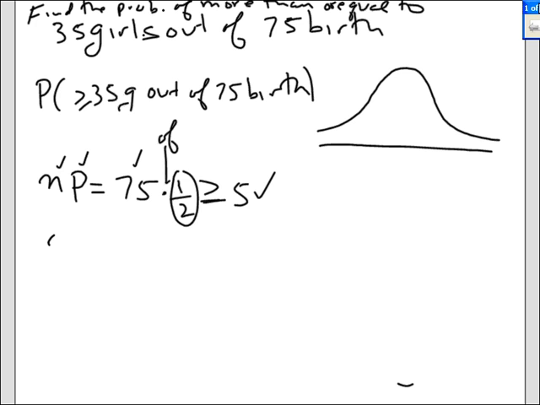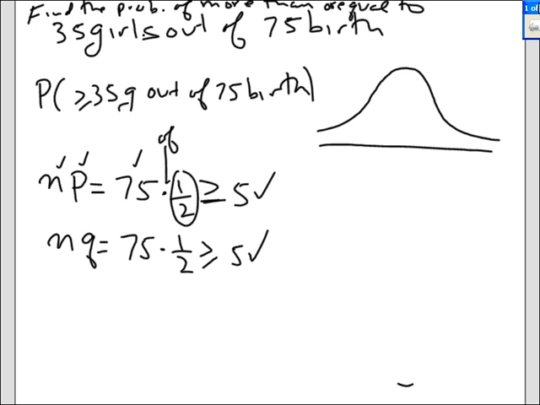Okay. Now NQ. N is still 75, and Q is the probability of not having a girl. But that's also a half. Half of 75 is 37 and a half. Yes, it's bigger than 5. These two conditions have been met. Now, and only now, can you try to approximate this problem by using a normal distribution.